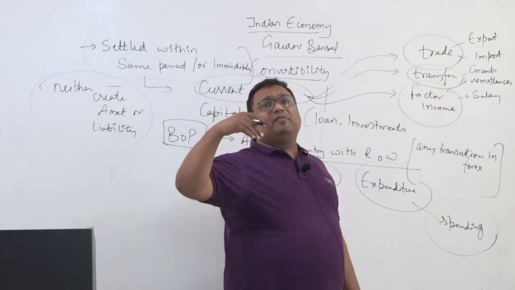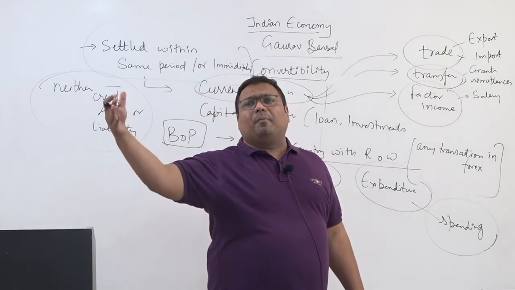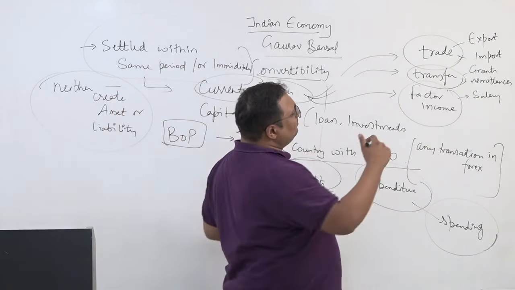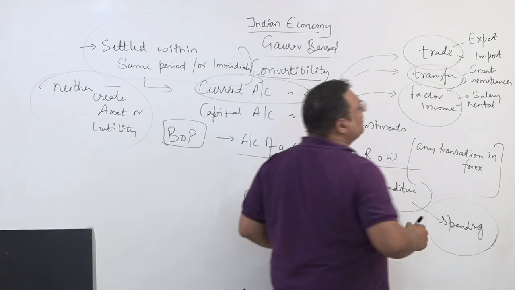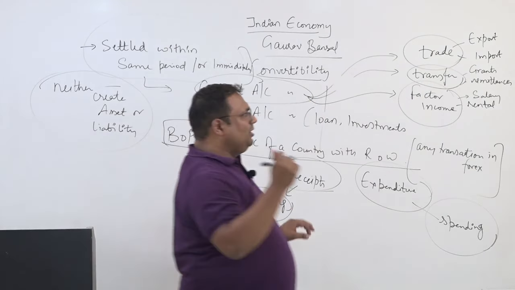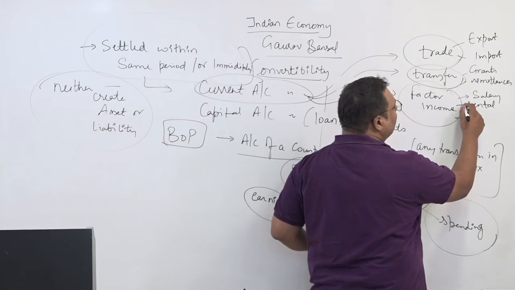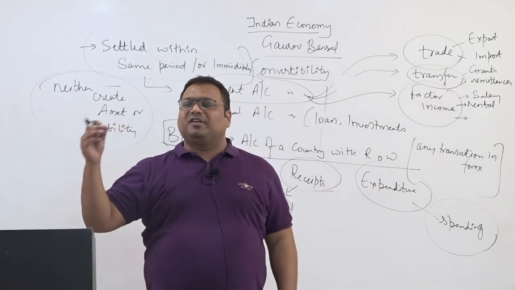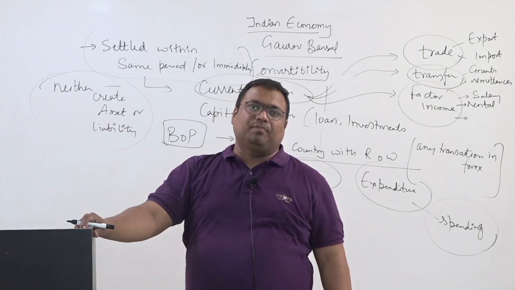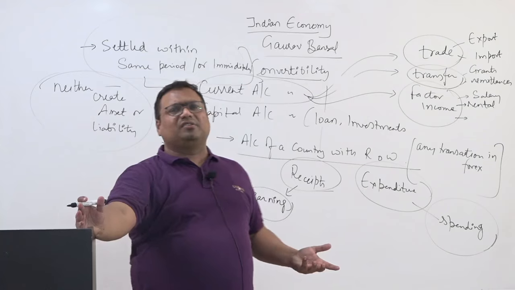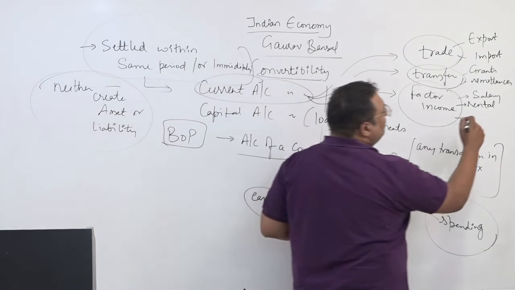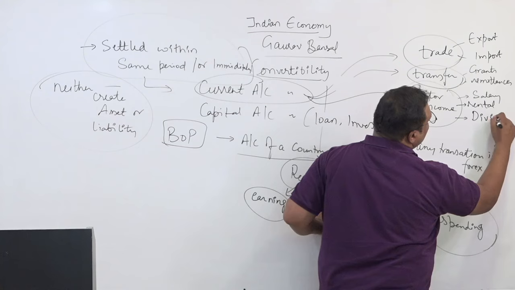Similarly, I was talking about having a hotel abroad, having an apartment abroad. So rental income is also a factor income. Similarly, you have invested in foreign shares. Let us say I have purchased Tesla shares in USA, or I have purchased Microsoft shares in USA, or I have purchased some other shares in USA. They will give me dividend.